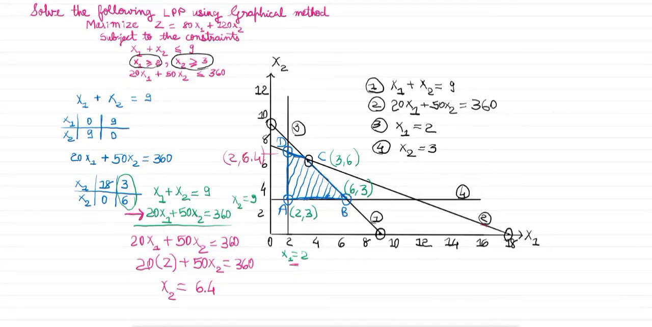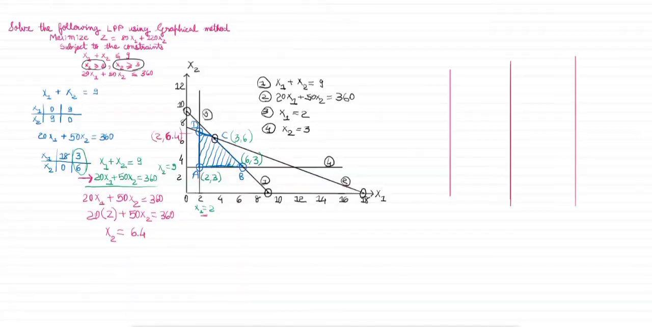The point B was clearly visible from the graph. If it is not visible, then you can find that by solving equation 1. In that, you will place x2 is equal to 3 because the point B is at the intersection of line 1 and 4.